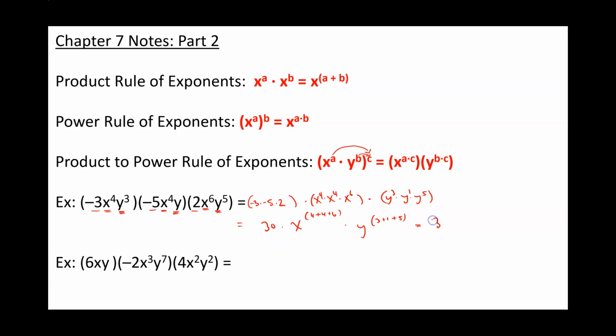This is going to give me 30. 8 plus 6 is 14. 30x to the 14th. This is 4 plus 5 is 9. And then y to the 9th.